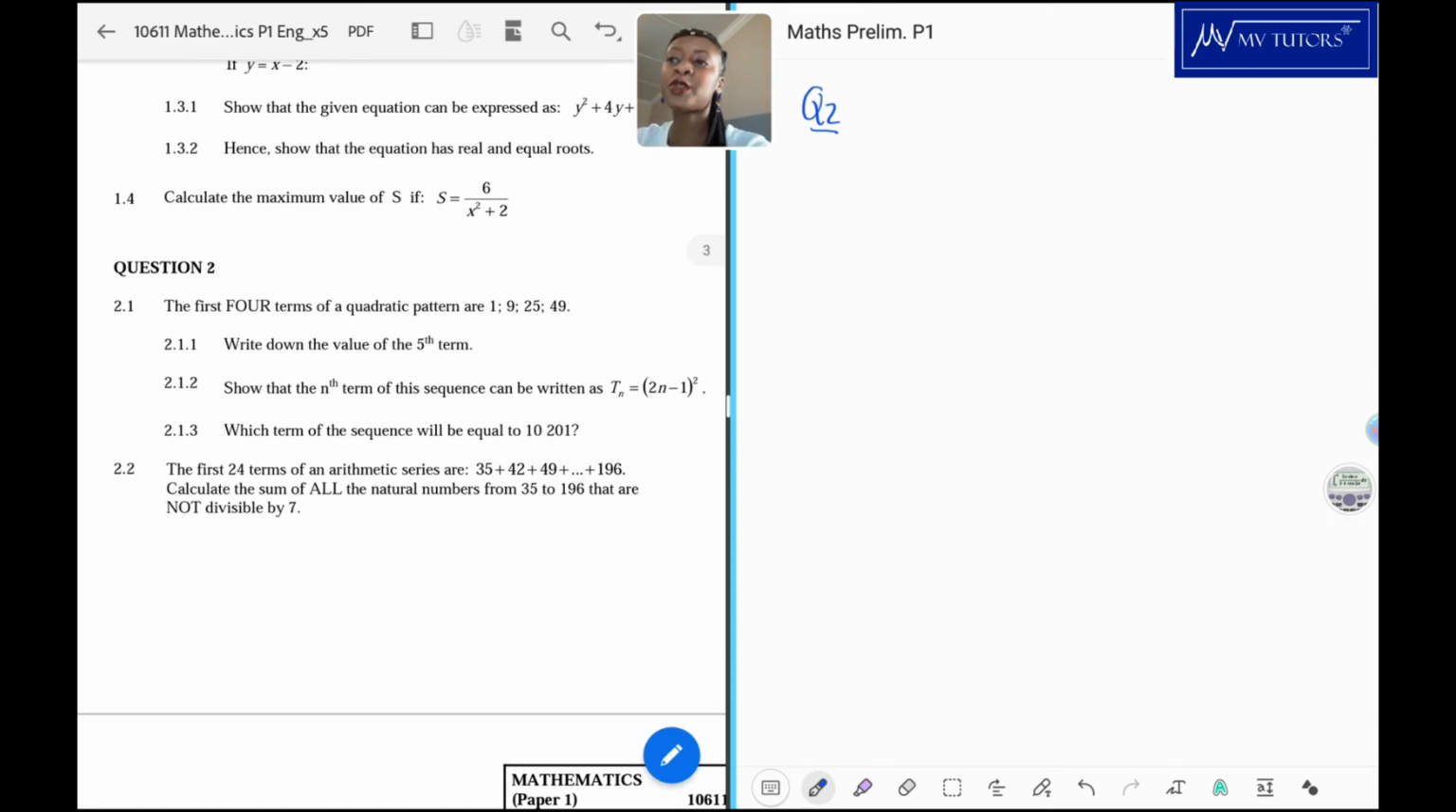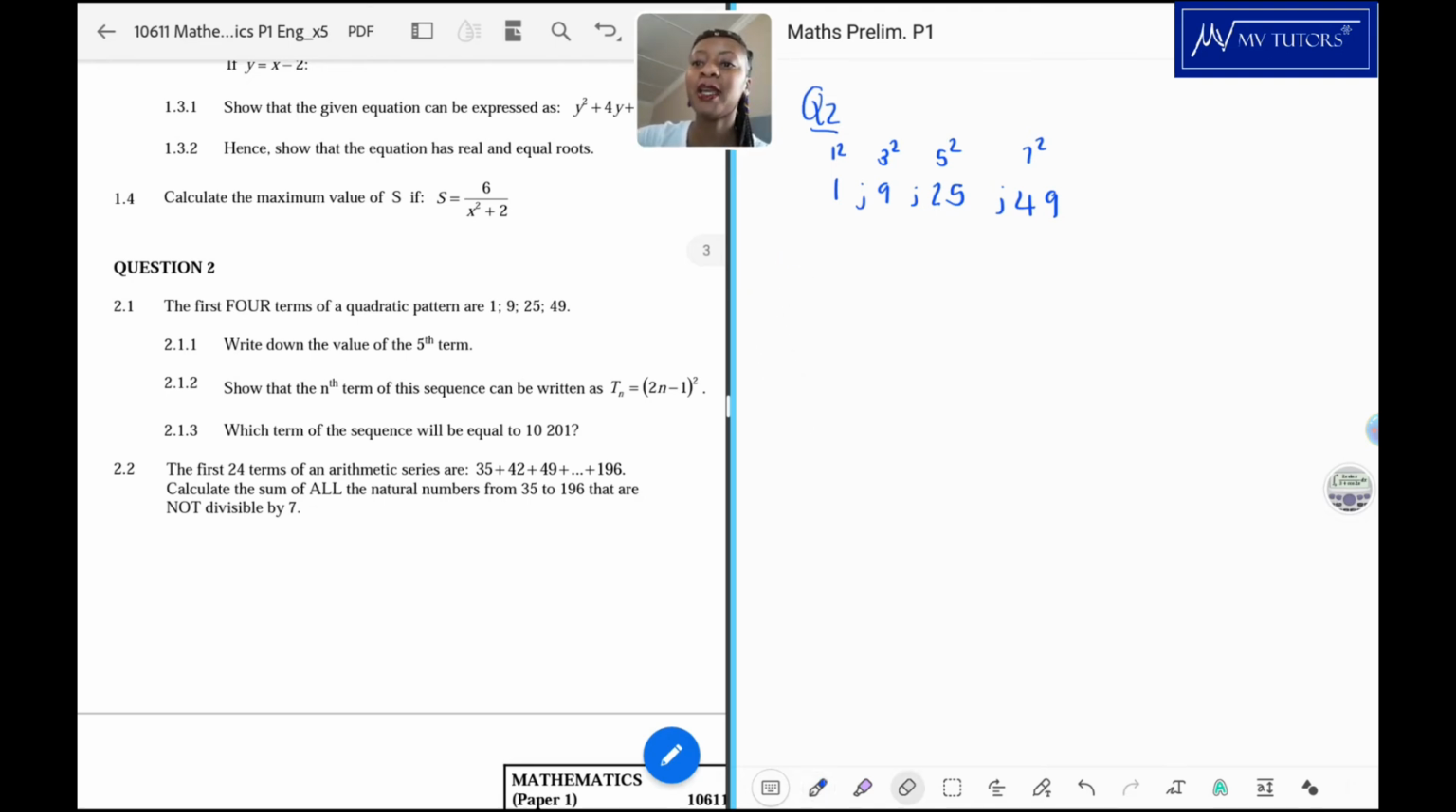All right, so the first 4 terms of a quadratic pattern are 1, 9, 25, 49. Guys, I don't know if you're seeing this, but 1 is actually 1 squared, 9 is 3 squared, 25 is 5 squared, and 49 is 7 squared. So basically, we're taking the odd numbers and we're squaring them. But anyway, that was just a side note. It says write down the value of the 5th term.